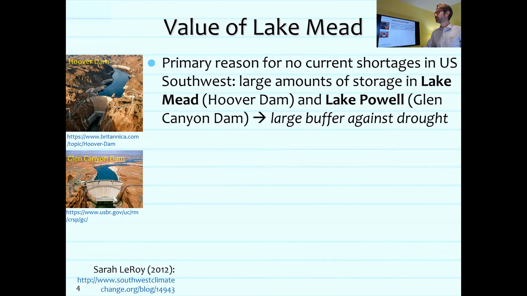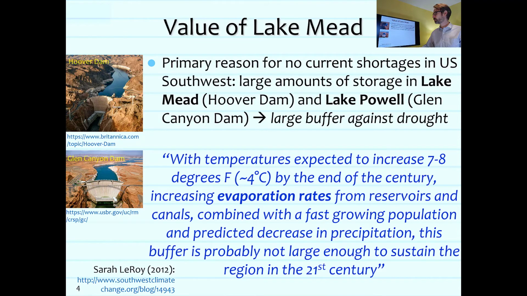The primary reason that there are no current shortages in the US Southwest is the large amount of storage in Lake Mead, which is behind the Hoover Dam, and Lake Powell, behind the Glen Canyon Dam. These provide a large buffer against drought. However, with temperatures expected to increase 7 to 8 degrees Fahrenheit, about 4 degrees Celsius by the end of the century, increasing evaporation rates from reservoirs and canals, combined with a fast-growing population and predicted decrease in precipitation, this buffer is probably not large enough to sustain the region in the 21st century, according to Sarah Leroy.